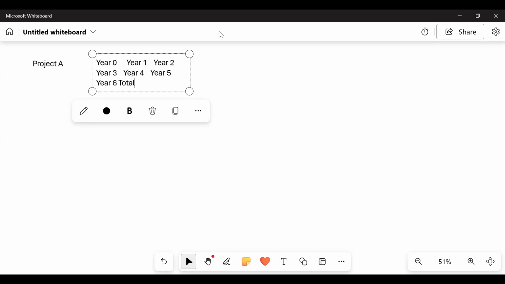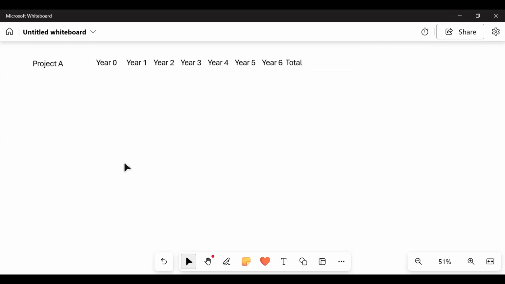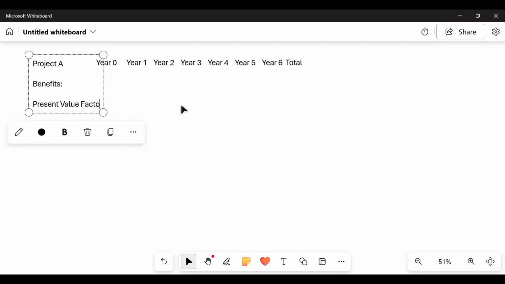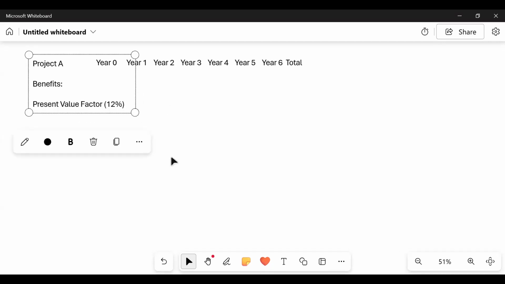I'm going to explain what I'm trying to do here. Right now we have values for 6 years, so I'm going to put total. Okay, so that's the first one. Then you list all the benefits. For project A, I will put benefits. And then we'll write down present value factor. Let's assume that we are going to consider 12% per year. So this is what I'm going to plan.